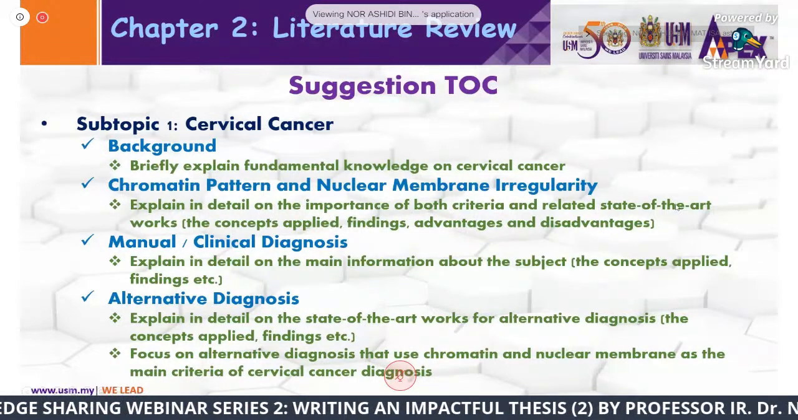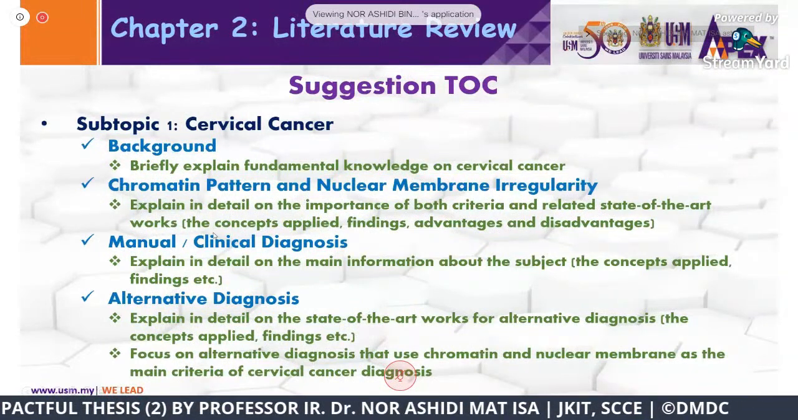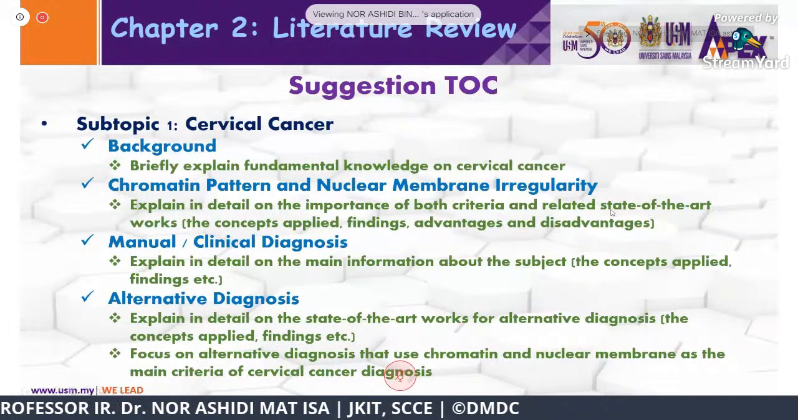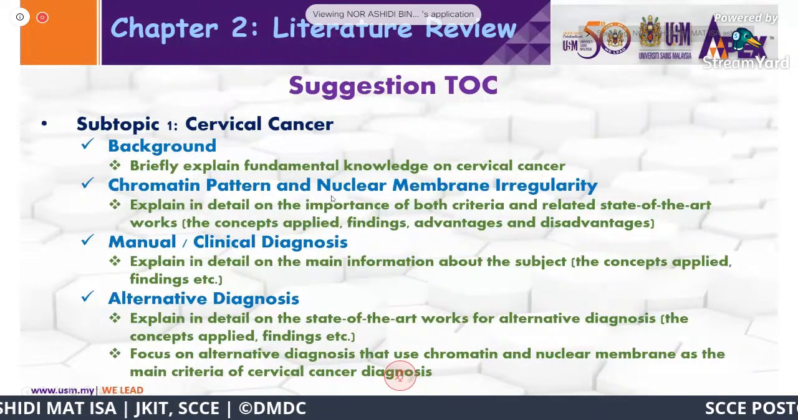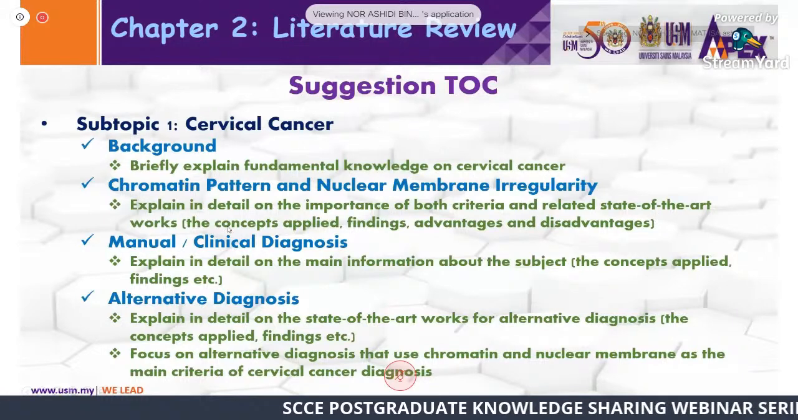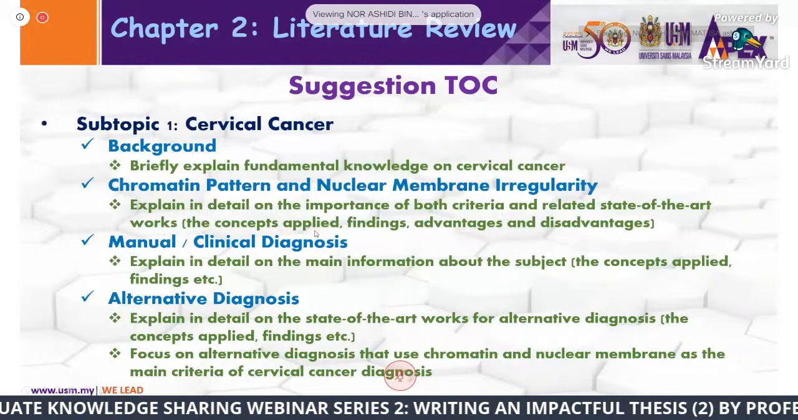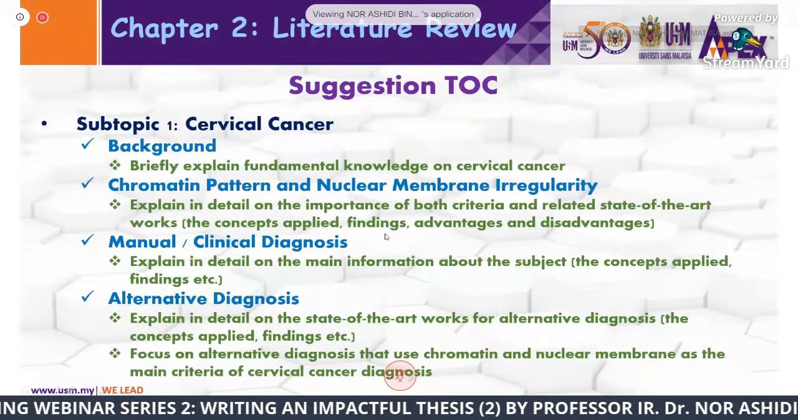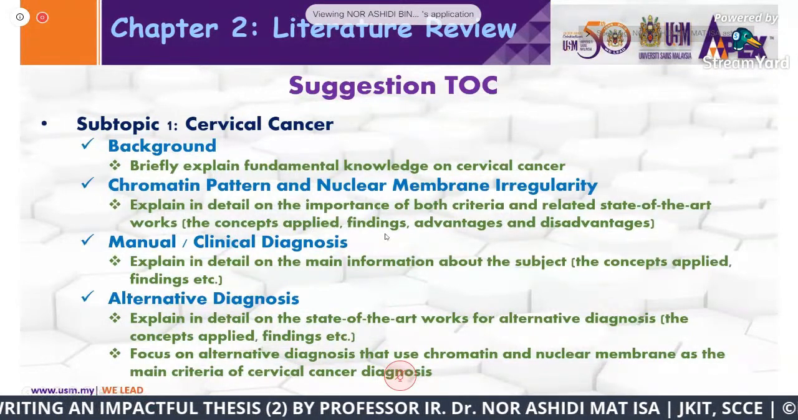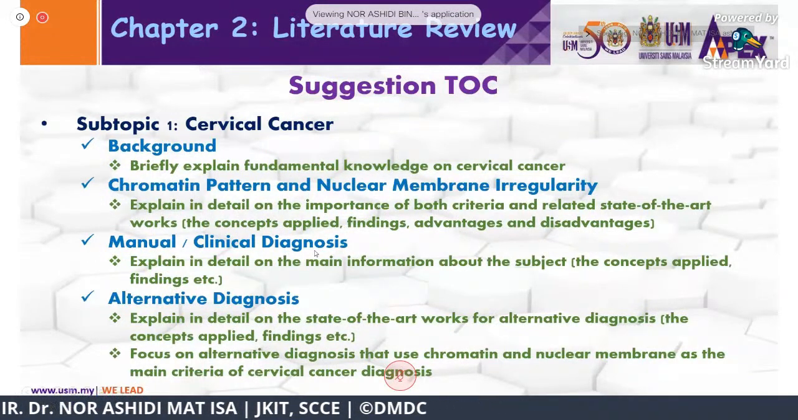And please make sure that you have related state of the art works. Okay, is there any work that uses the same chromatin pattern and nuclear membrane irregularity? If yes, then you have to explain clearly. What are the concepts used there? What are their findings? Okay, what are the advantages and disadvantages? Similar to the manual clinical diagnosis.